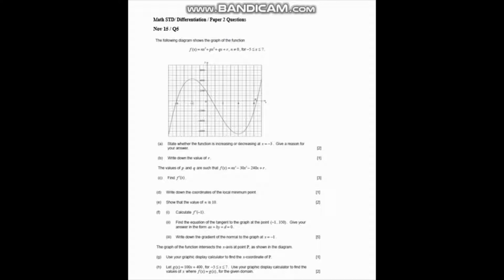So in A, you are asked to state whether the function is increasing or decreasing at x equals -3, giving a reason for your answer. So at x equals -3, the function is obviously increasing because the slope is positive.